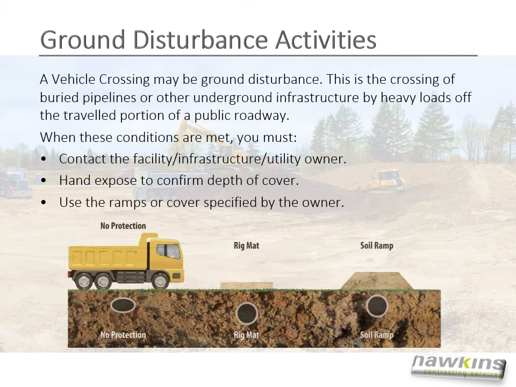A vehicle crossing may be considered ground disturbance. This is the crossing of buried pipelines or other underground infrastructure by heavy loads off the traveled portion of a public roadway. When these conditions are met, you must first contact the facility, infrastructure, or utility owner. You must hand expose to confirm depth of cover, and you must use the ramps or cover specified by the owner.